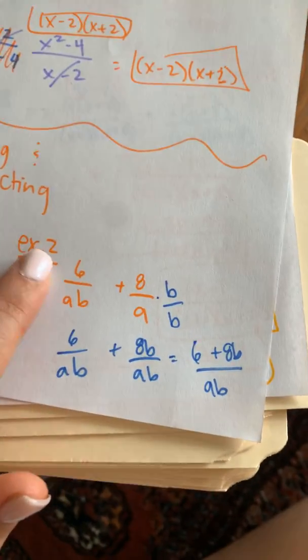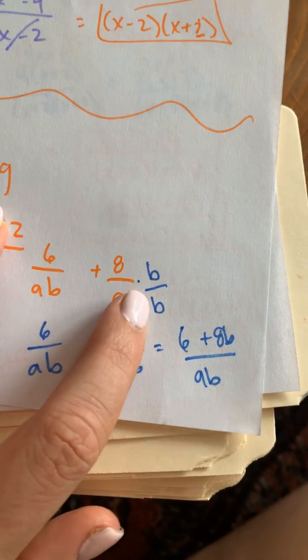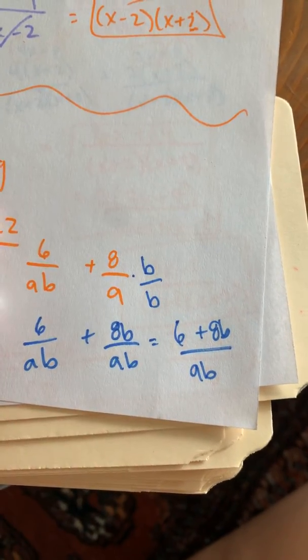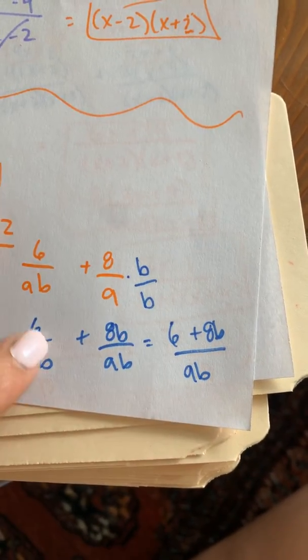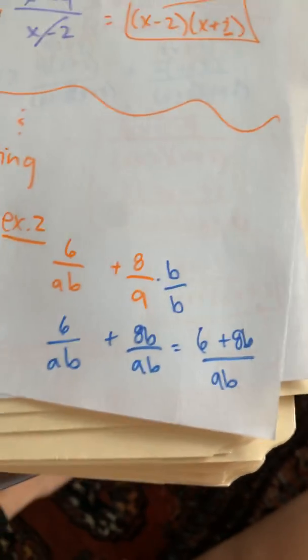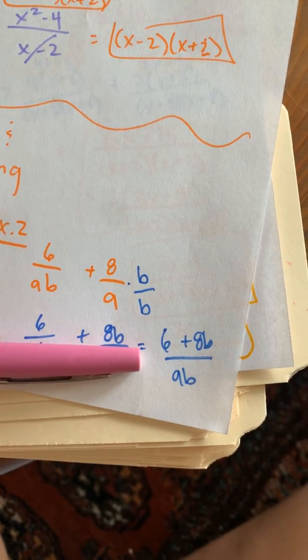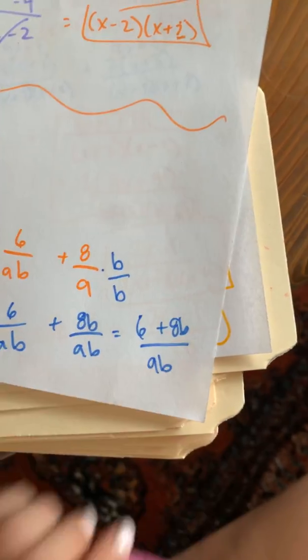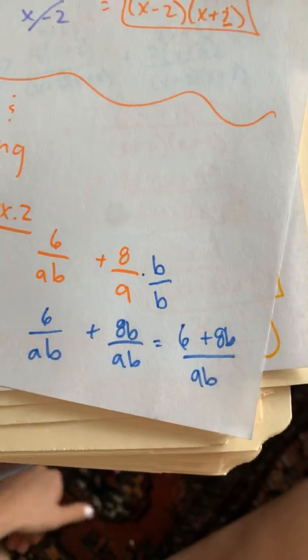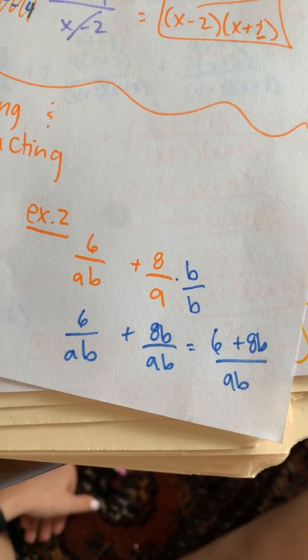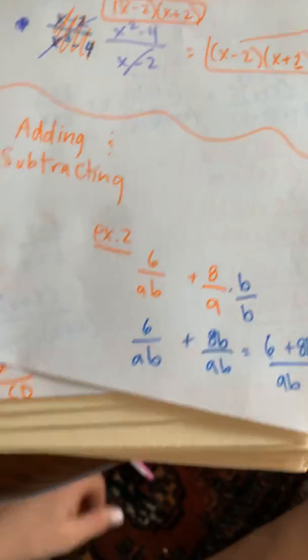But 6 over AB, and then this guy needed a B over a B, because that would match the other denominator. So now they both have AB over AB. You can virtually cover up the denominator because only the numerator is really what changes. The denominator does not. We just combine that numerator together. So that's how you do it in a simpler way.